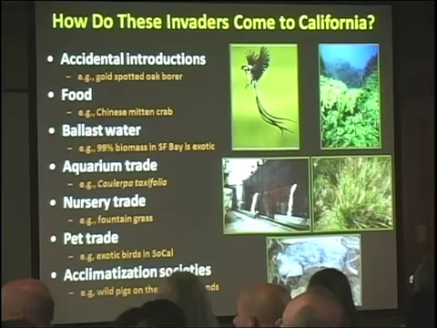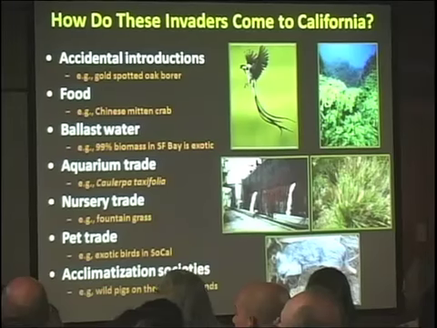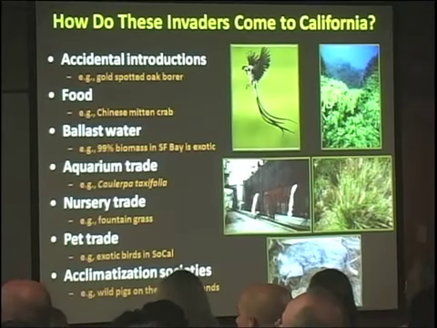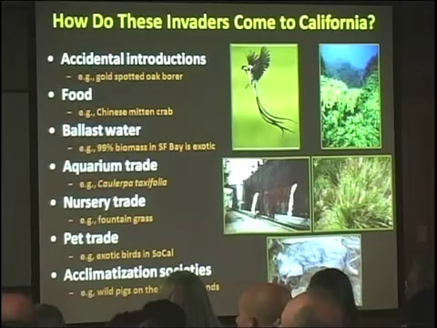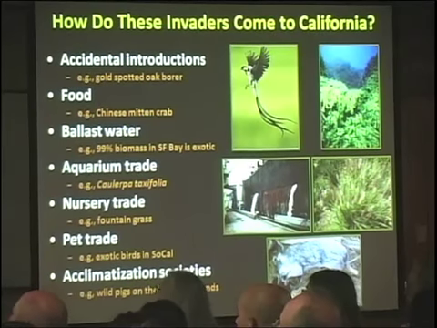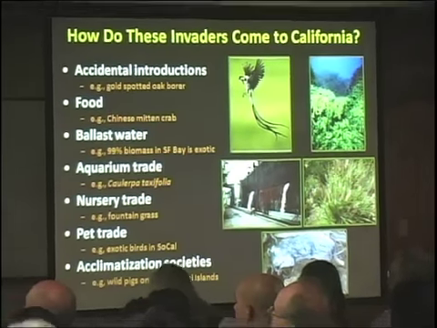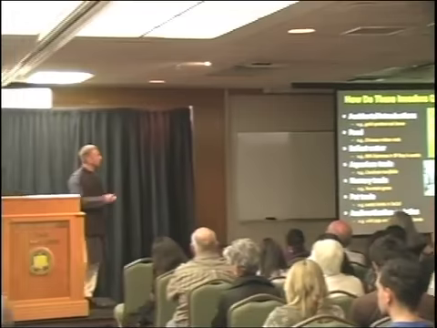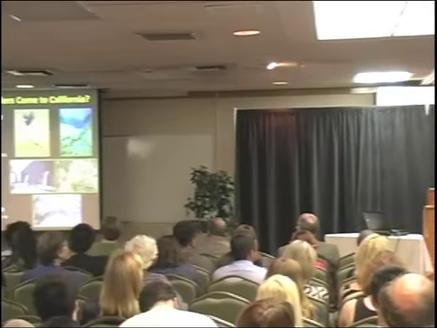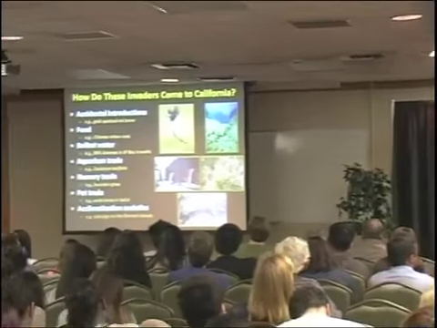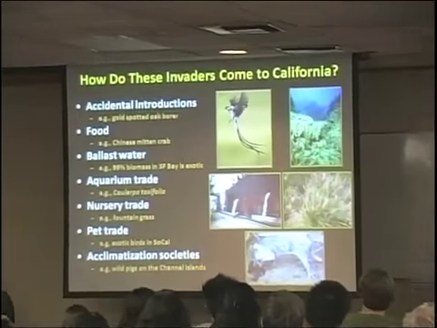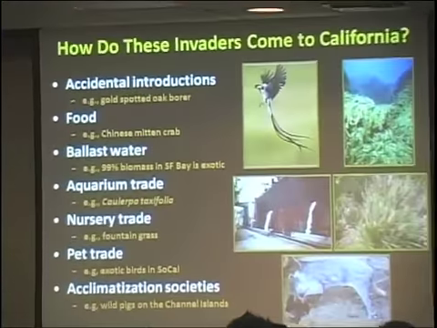The introductions may be accidental. And we're going to talk later tonight about an insect called the gold-spotted oak borer. It was almost certainly moved into our recreational areas by people moving firewood, which was infested with these beetles. And those beetles have now established in our forests, and they're killing tens of thousands of native oak trees. I mentioned to you earlier that people moved and established Chinese mitten crab in Northern California because they wanted it for food.